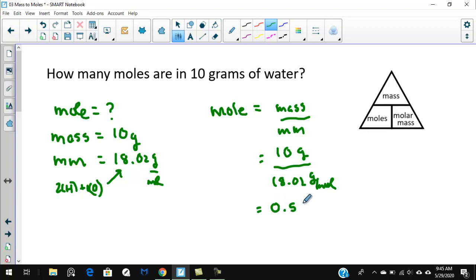So we have just over half a mole of water, which kind of makes sense. 1 mole of water weighs 18 grams. You've got 10. So you've just got a little over half a mole of water if you go into the scale and you take 10 grams of water. Okay?